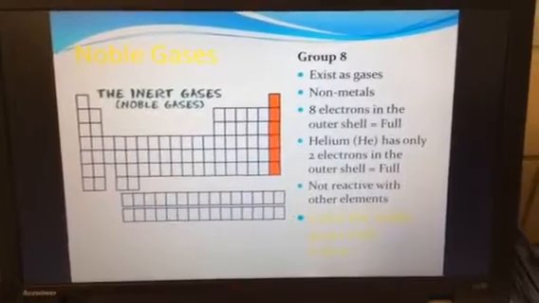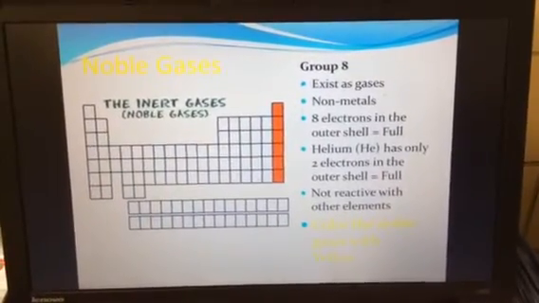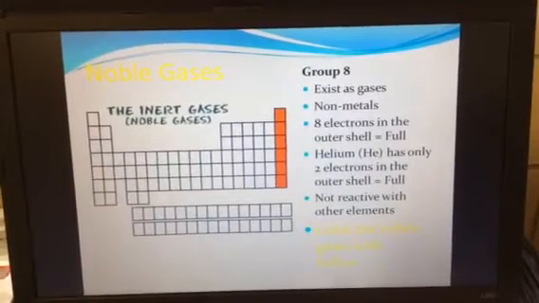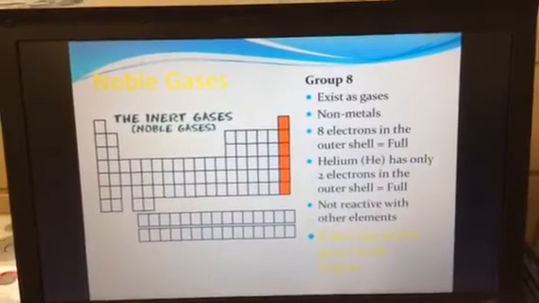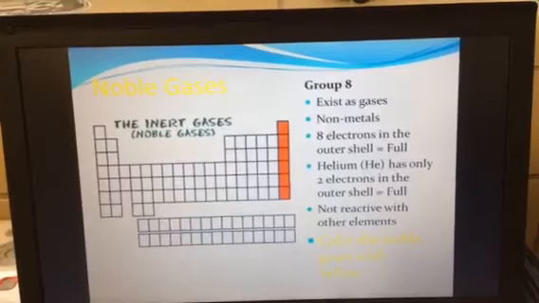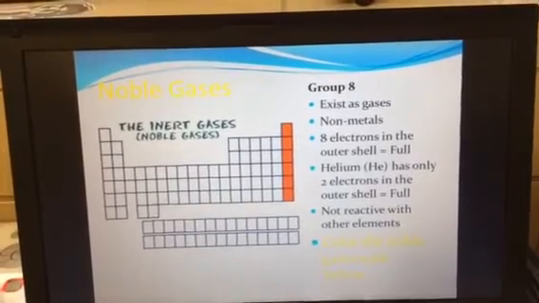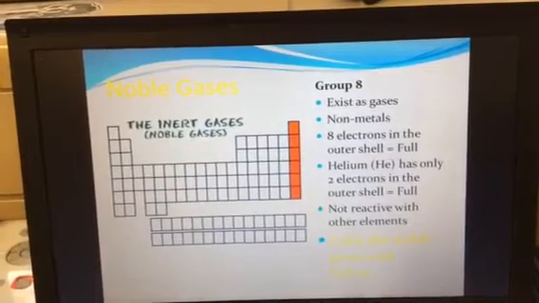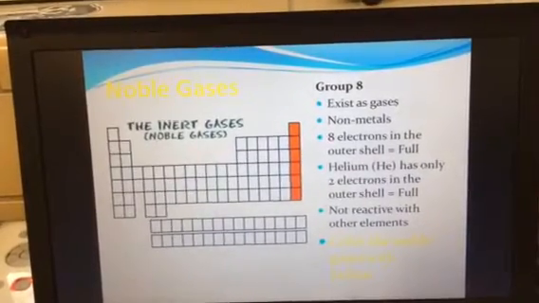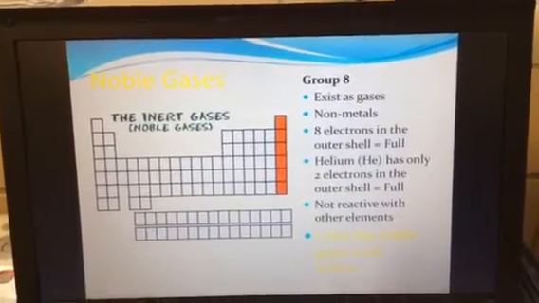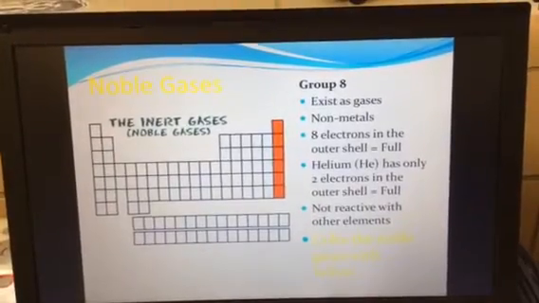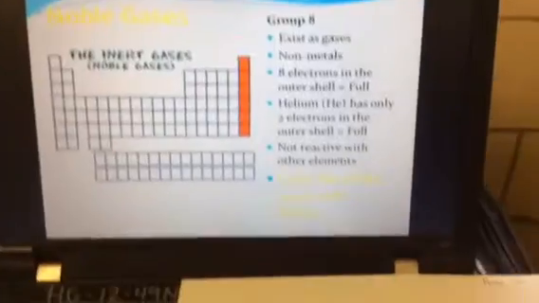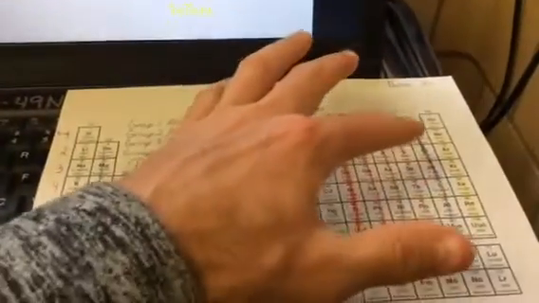And your last group is group 8, the noble gases. Helium has only 2 electrons in its outer shell because 2 is the most it can hold. The rest of the noble gases have 8 electrons in the outer shell, which means that they are full, and that's why they are called the noble gases. They are not reactive with other elements. So you will color them yellow.